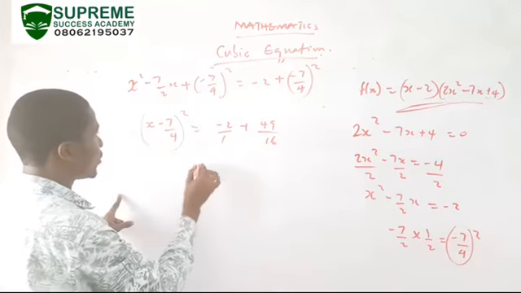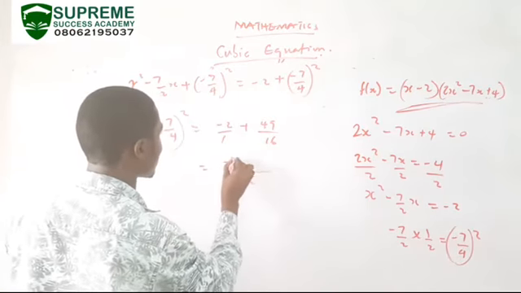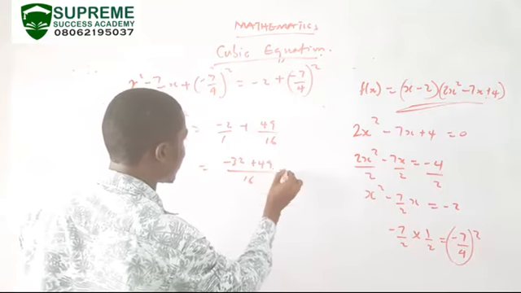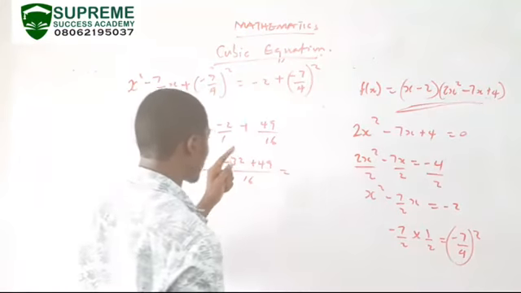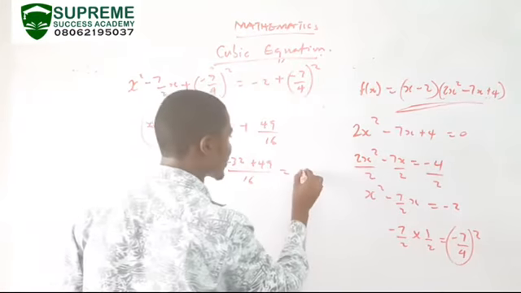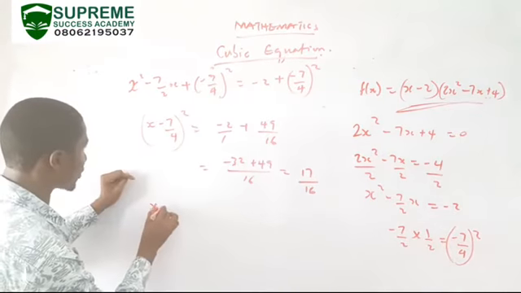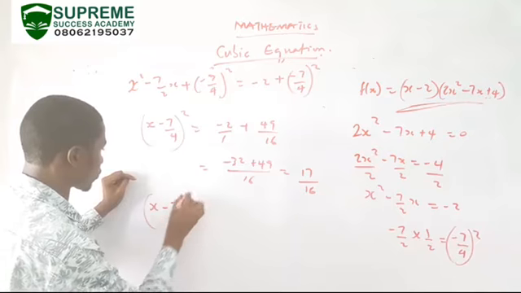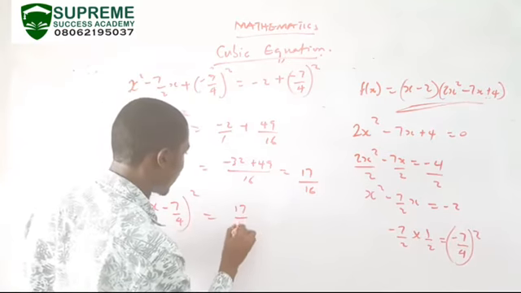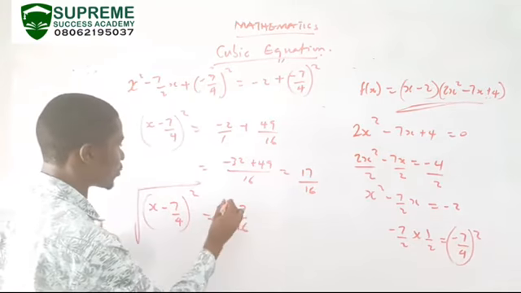Find the LCM. You have this one to become what? 16. This is minus 32 plus what? 49. And when you solve this one, what will this one give us? That is 17 over what? Over 16. So this one could give us x minus 7 over 4 all squared equals 17 over what? 16. Take the square root of both sides of the equation.